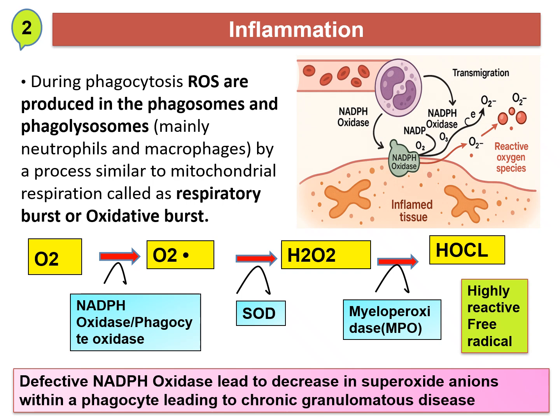Because of a defect in the NADPH oxidase, there is decrease in the superoxide anion production, leading to ineffective phagocytosis, which leads to a disease known as chronic granulomatous disease.